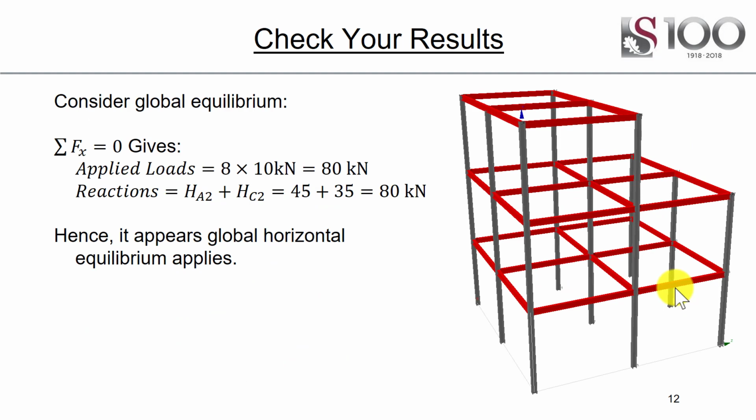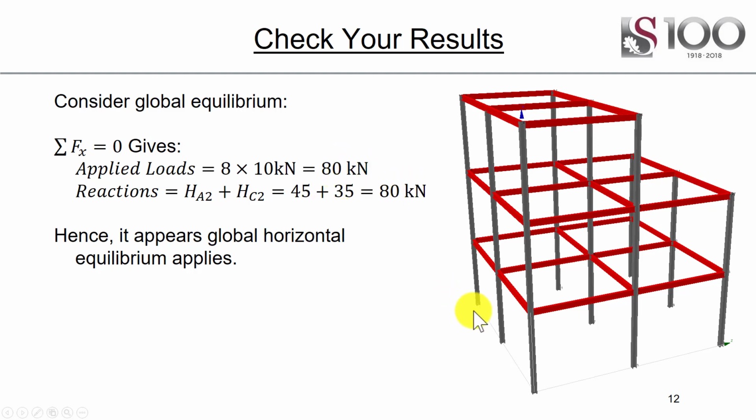Now, let's just do a quick sanity check. Let's see if our results make sense. If we took the sum of all the applied forces, there were 8 loads at 10 kilonewtons, so about 80 kilonewtons. Our reactions horizontally, 45 and 35 gives us 80. Yep, that seems about right. Those two match up, so therefore there is horizontal equilibrium.